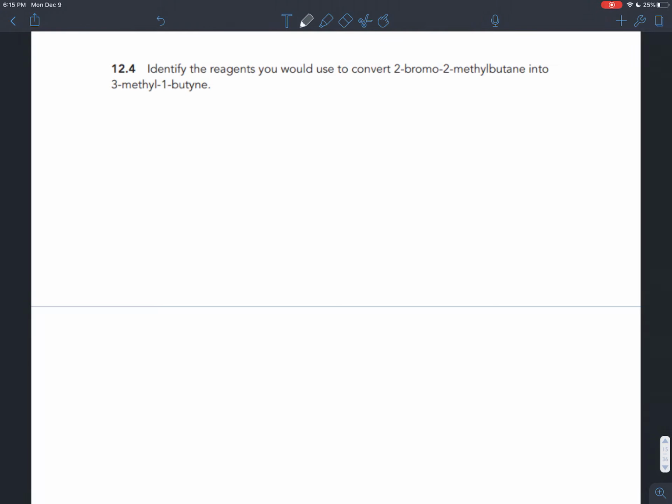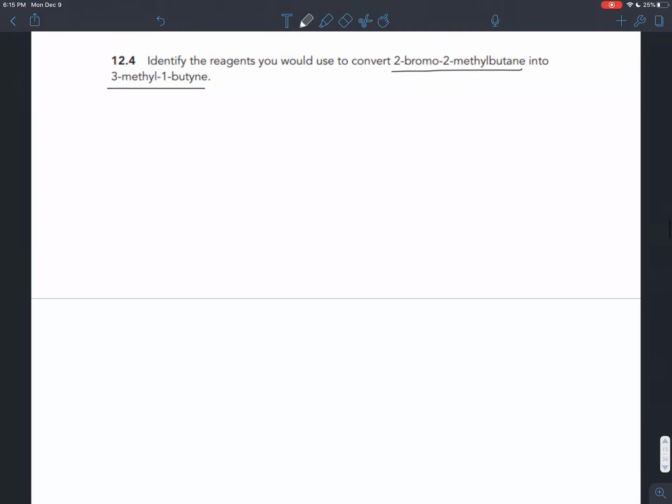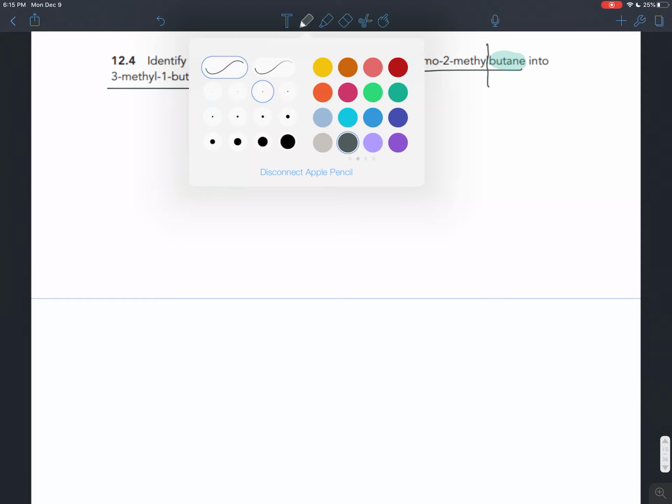Exercise 12.4 is asking us how we would convert 2-bromo-2-methylbutane into 3-methyl-1-butyne. And the first step is just drawing those molecules out. So this is what we're going to start with. That's our reagent. After the last -yl, we have our backbone. So our backbone is butane.